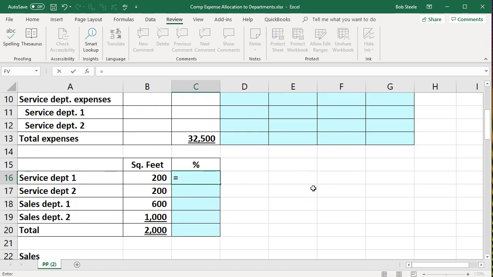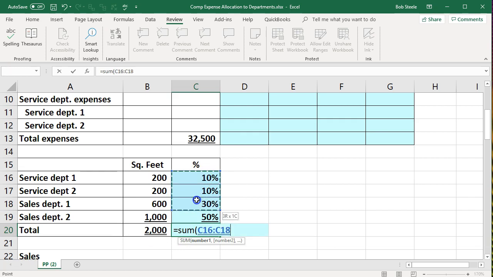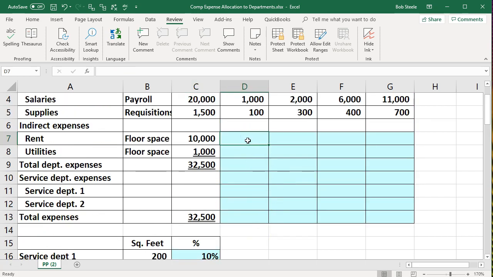So this is going to equal, for service department 1, 200 divided by 2,000, and enter. Service department 2 equals 200 divided by 2,000, and enter. Sales department 1 equals 600 divided by 2,000, and enter. And sales department 2 equals 1,000 divided by 2,000, and enter. Then if we sum these up, we've got the 10%, 10%, 30%, and 50%, or 100%. Now we can use these percentages to allocate out these items up top.